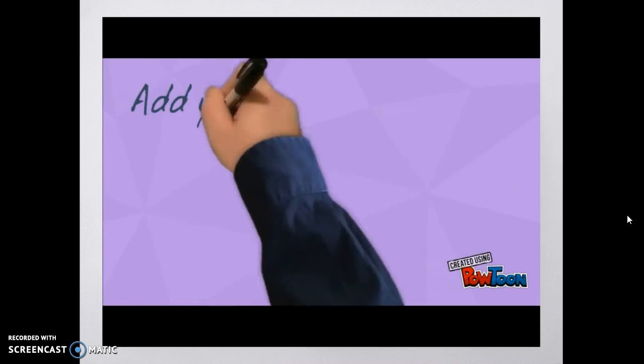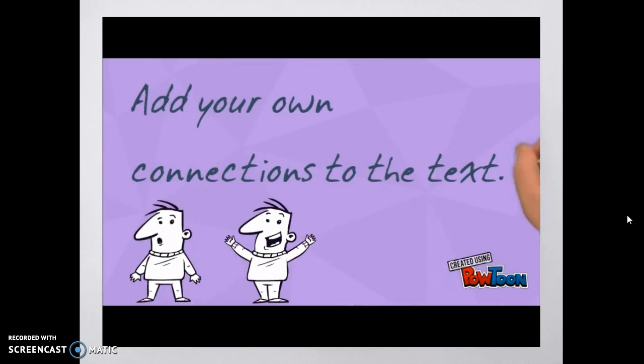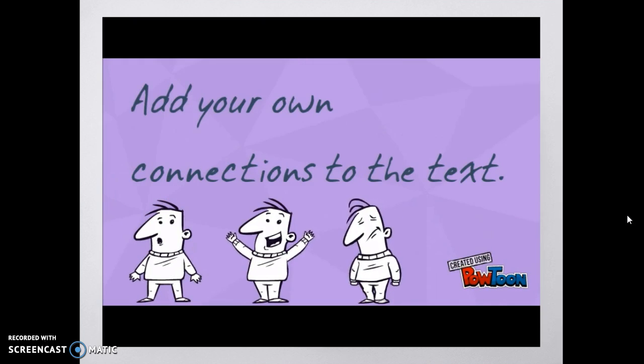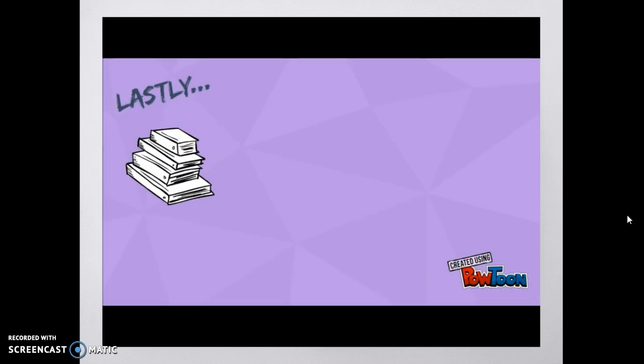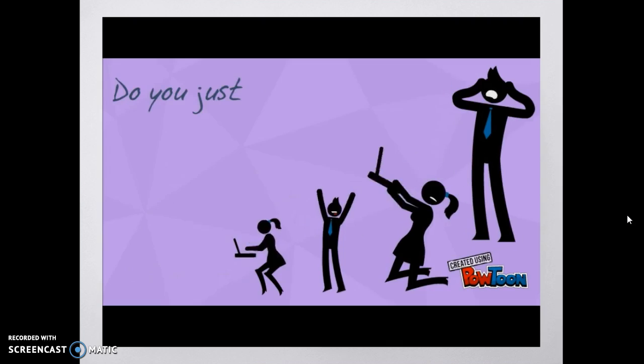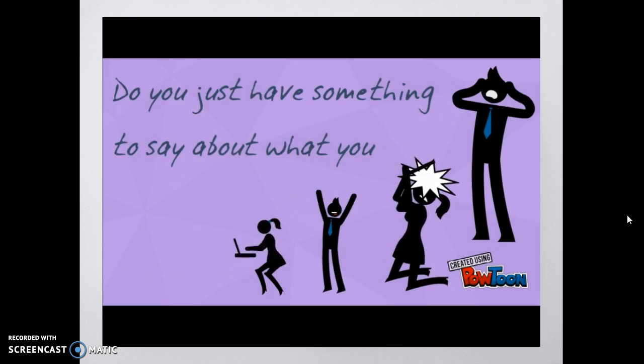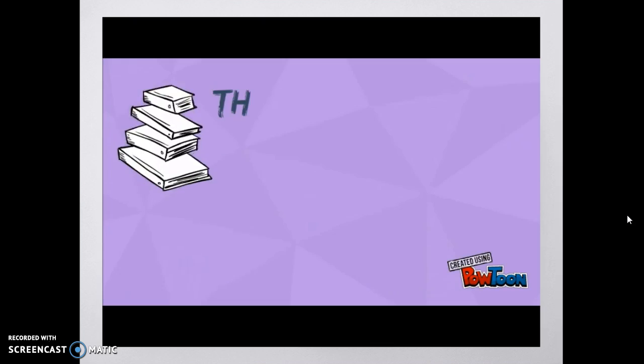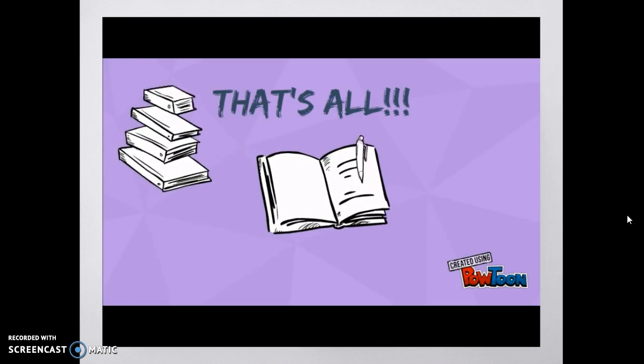You can add your own connections to the text. Can you relate to what is happening? Have you been in the character's shoes before? Lastly, is there just something that intrigues you, surprises you, annoys you, gives you the willies? Do you just have something to say about what you are reading? Well, that's really all there is to it. Just read and write away.